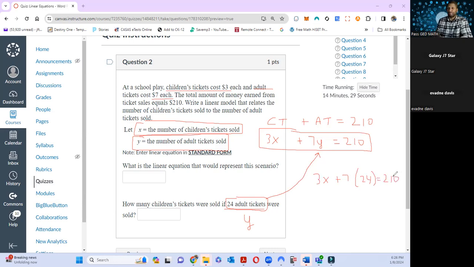Understand that? Yes. We bring down the 3x. 7 times 24 is 140 plus 28 is 168, equal 210. This is now a two-step algebraic equation: 3x plus 168 equal 210. What can I do first to solve for x?